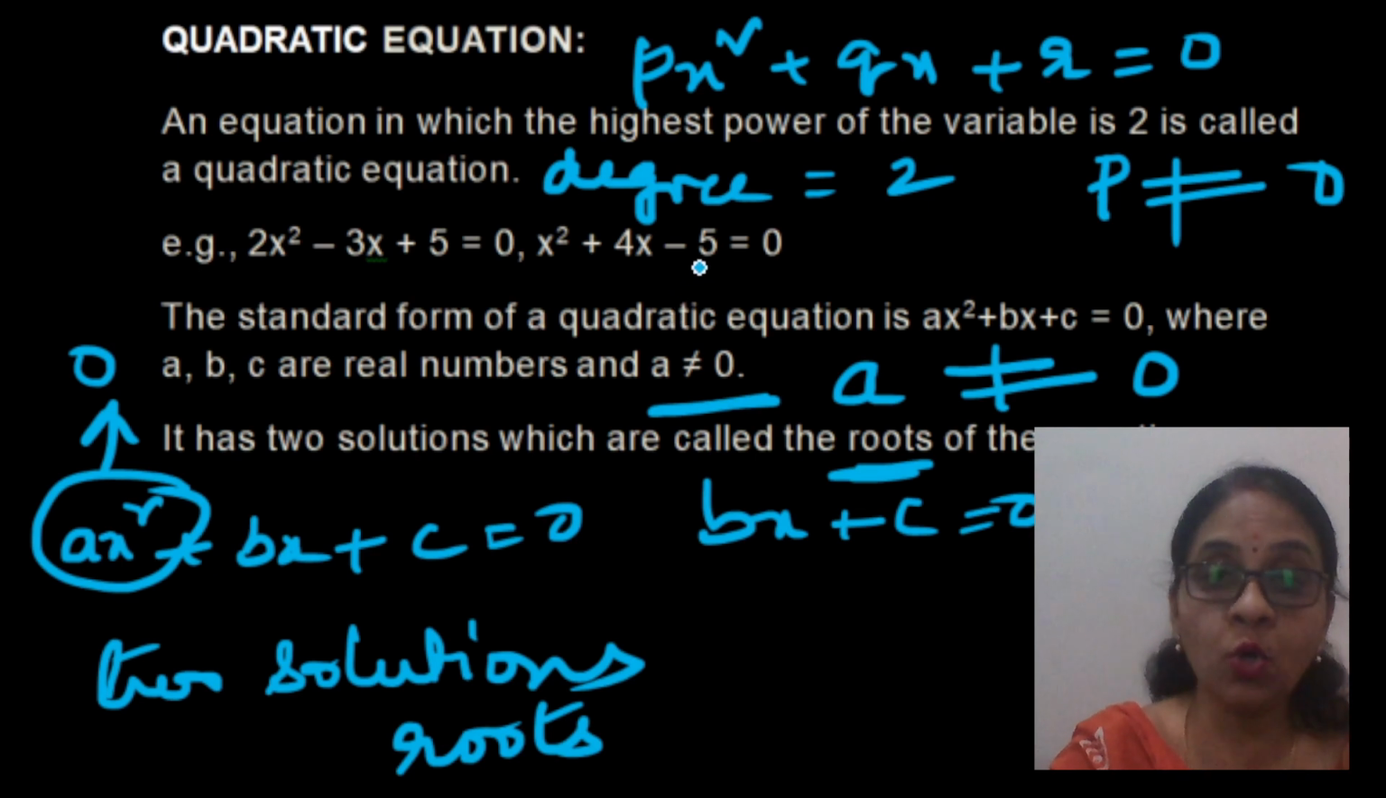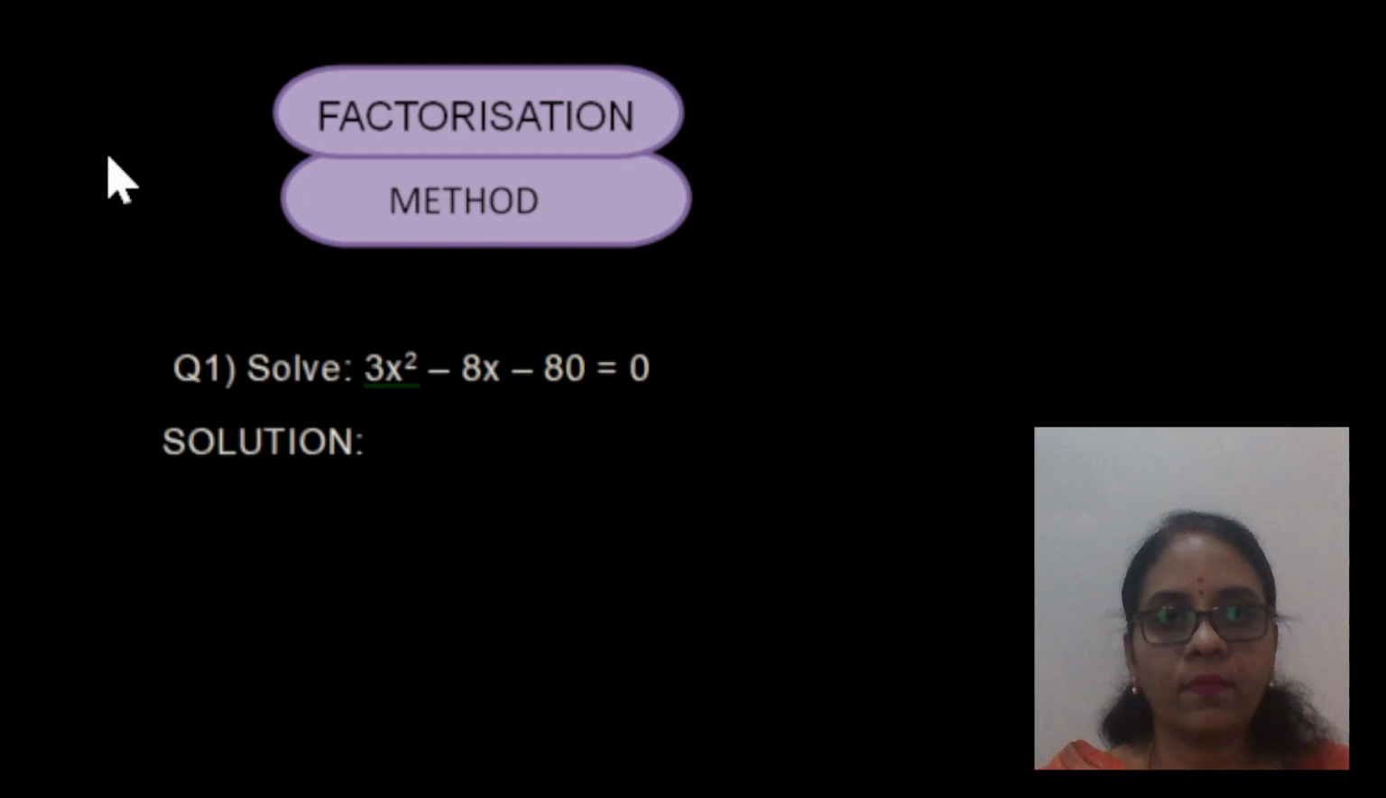Now there are 2 ways for solving the quadratic equation. One is the method of factorization and the other is using the formula method. Both we will discuss in today's class. So let's see how we solve any quadratic equation. There are 2 methods of solving the quadratic equation. One is the factorization method and the other is using the formula. So this will be the factorization method. This is the first method.